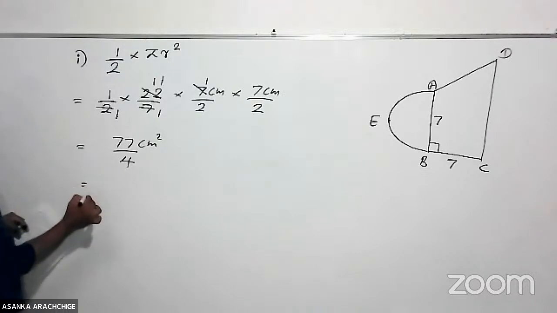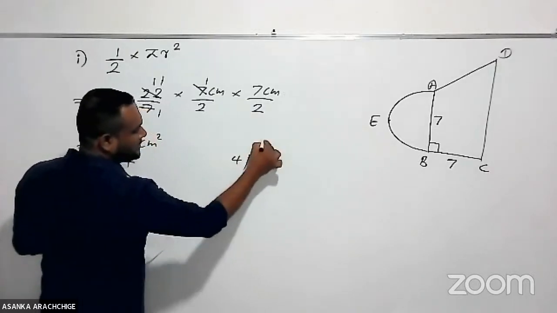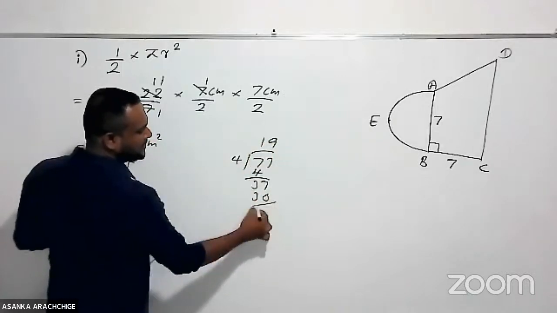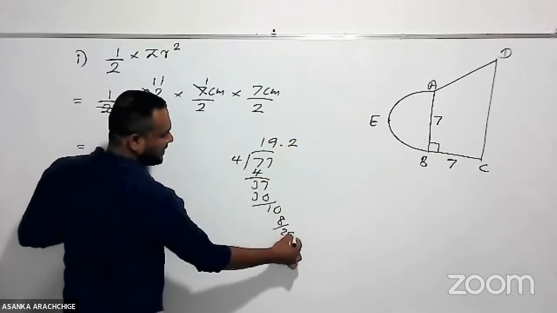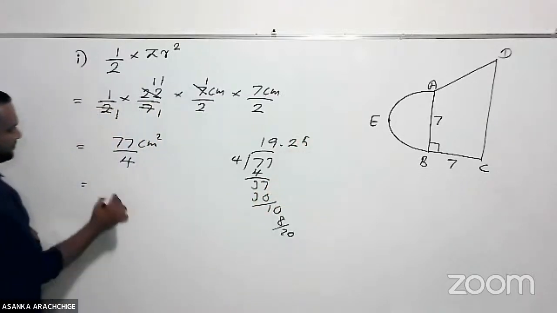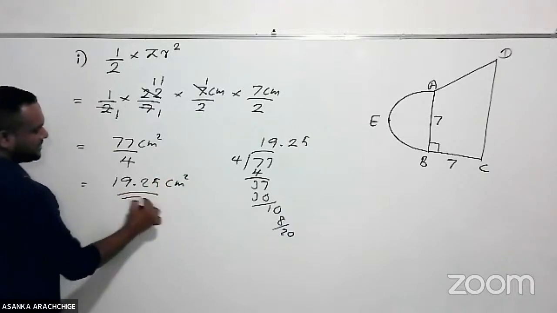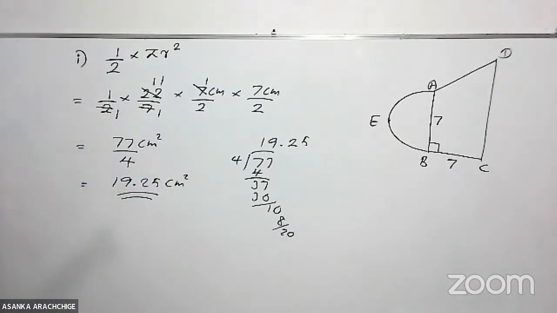Is that clear? Now divide 77 by 4. How much? 4 times 1, 4. 3 remaining. 37. 4 times 9, 36. 1 remaining. Take a 0, 10. 4 times 2, 8. 2 remaining, 20. 4 times 5. 19.25 square centimeters. Is that clear? 19.5, correct? Sorry. 19.25 square centimeters.